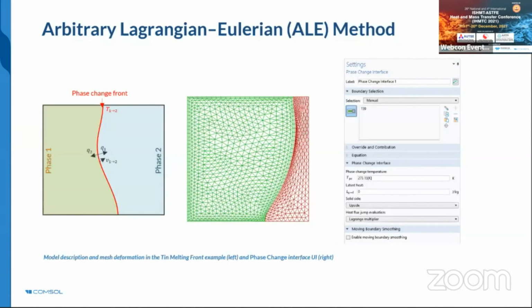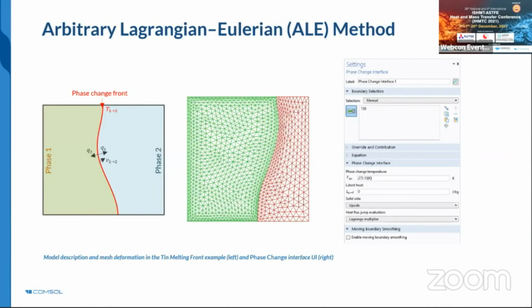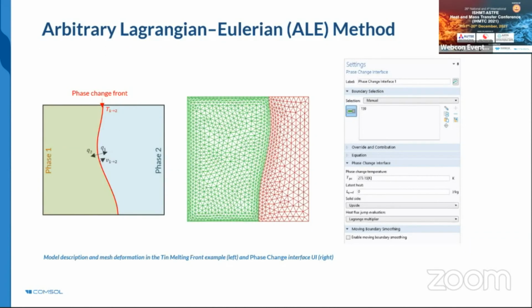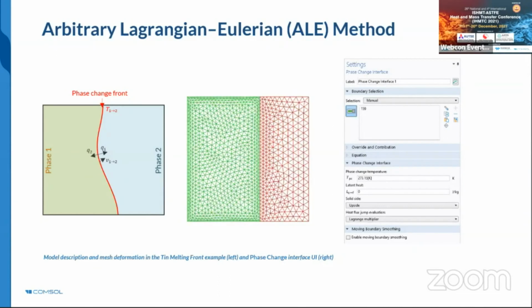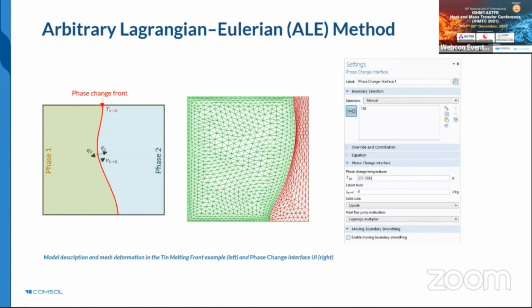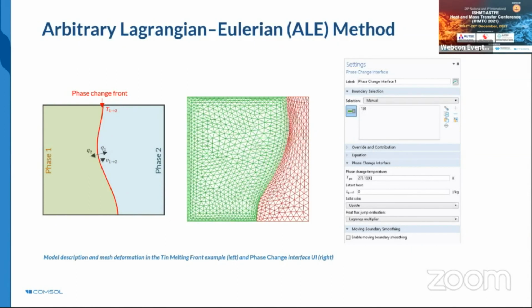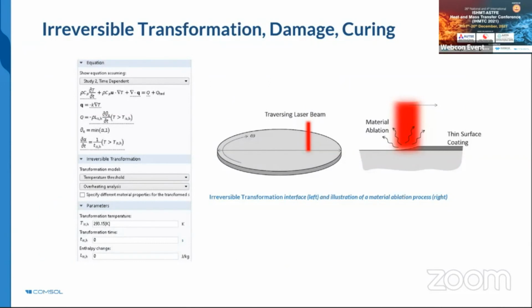Another approach is based on ALE, the arbitrary Lagrangian-Eulerian method. In this case, you have a moving mesh, so that's a big difference. This one is very accurate, but has no support for a topology change, which is the main difference with the first approach. We also have models for irreversible transformation, damage, and curing. So this is also coming as a predefined option of physics interfaces.